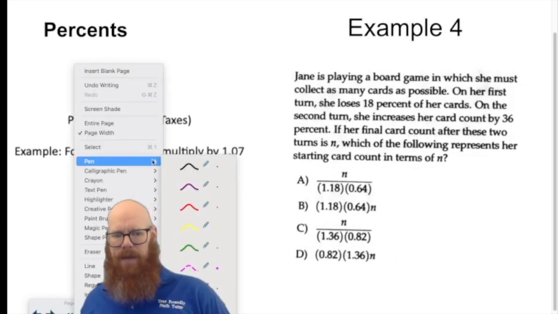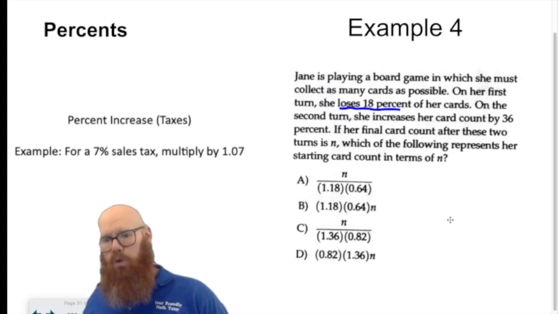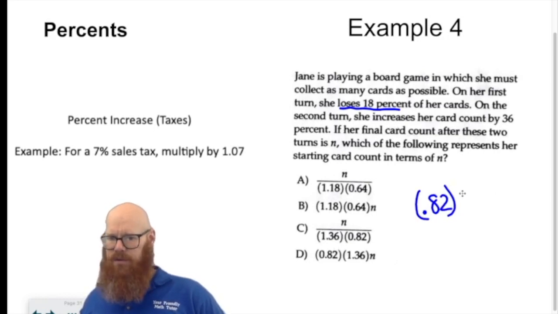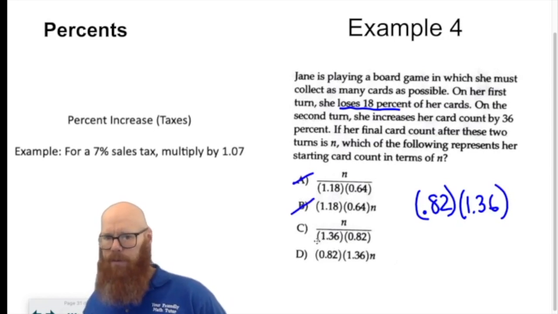So this kind of combines both techniques. So first we lose 18%. So losing 18% means we keep 82%. So that's 0.82. On the second turn, she increases by 36%. So increasing by 36% means 1.36. All right, so that pretty much eliminates A and B. And we're down to a problem that has to have 0.82 and 1.36 in it.